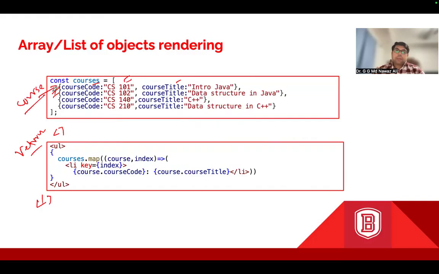It's not just an array element; it's an array element, but each array element is an object itself. That's why, when you come to render it, you say the object dot the property. Here is the course code property, and another property is the course title. So it will render, let's say, CS101 colon, and then the course title, which here is Intro to Java. It will render all of them like this. This is array or list of objects rendering.